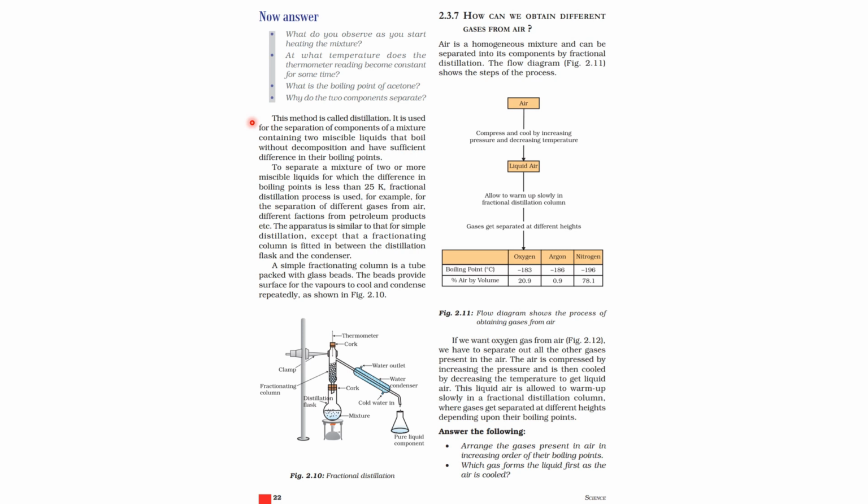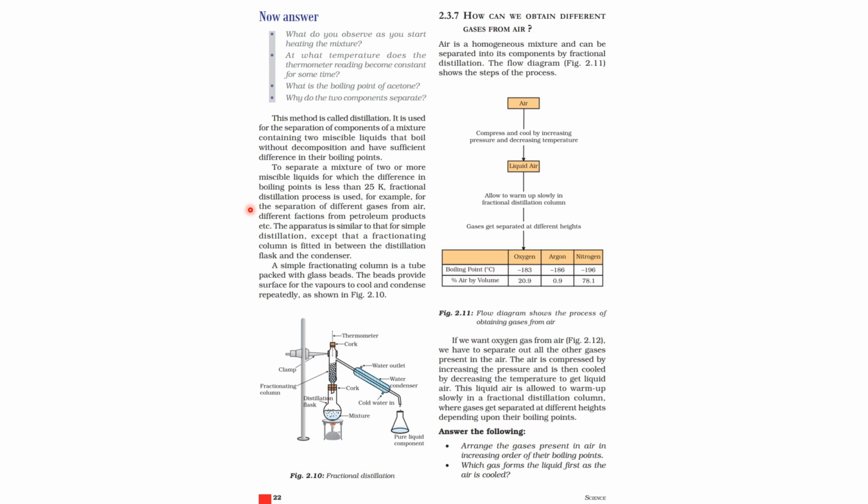It is used for the separation of components of a mixture containing 2 miscible liquids that boil without decomposition and have sufficient difference in their boiling points. To separate a mixture of 2 or more miscible liquids for which the difference in boiling point is less than 25 Kelvin, fractional distillation process is used. For example, for the separation of different gases from air, different fractions from petroleum products, etc.